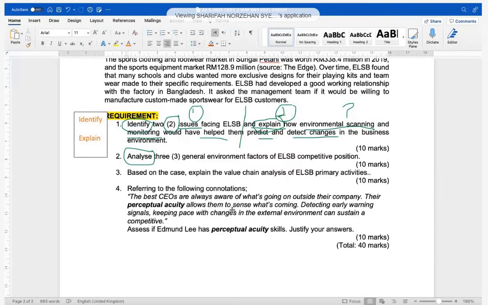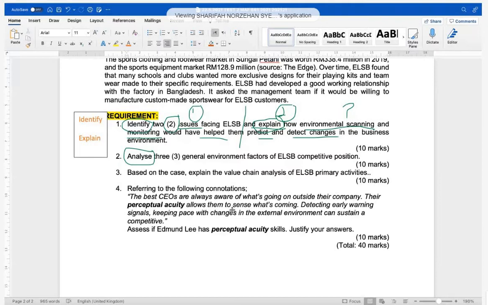You do learn about all of them, and you have learned many models that can help you analyze these factors. Either you use that particular model or you don't, it's okay, unless the question asks you for a specific model. If the question asks you for a specific model, then you need to use that particular model.